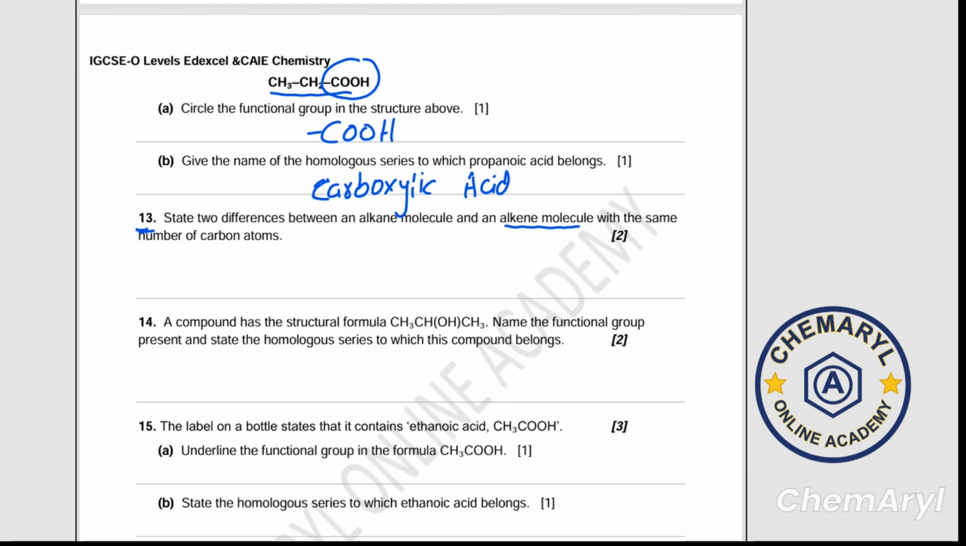Question 13. State two differences between an alkane molecule and an alkene molecule with the same number of carbon atoms. In the case of the alkane, all bonds are single. But in the case of the alkene, at least one carbon double bond carbon functional group is present.